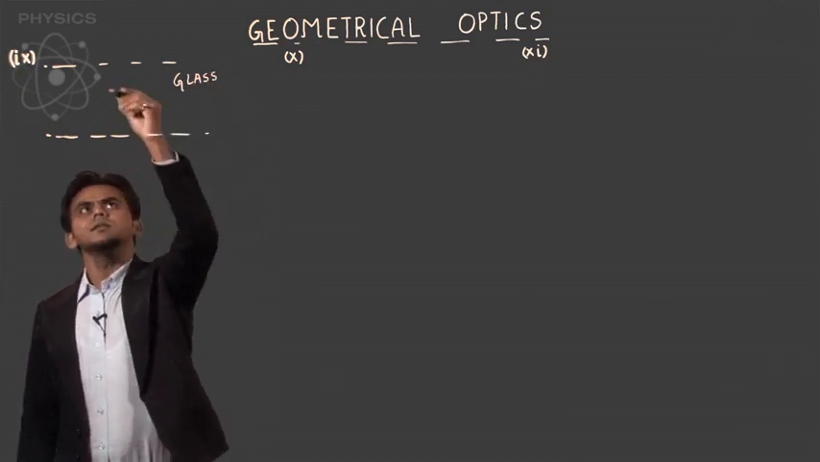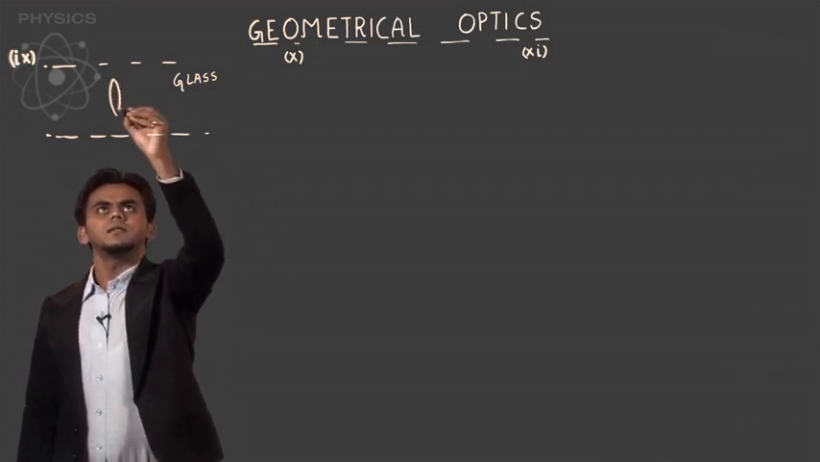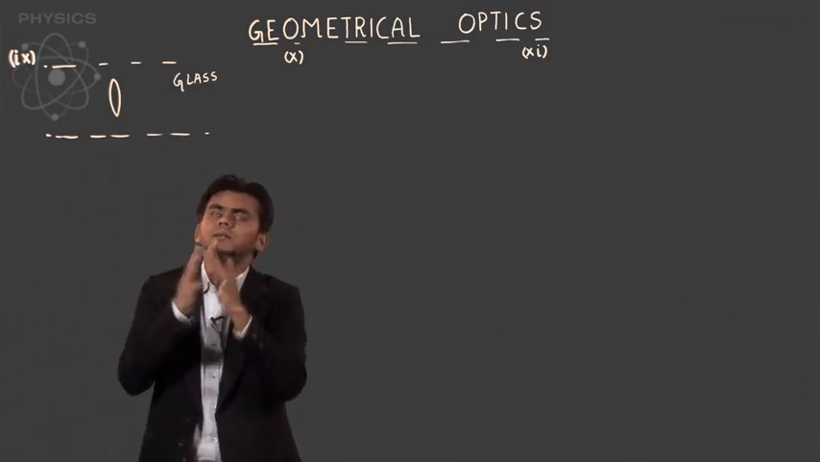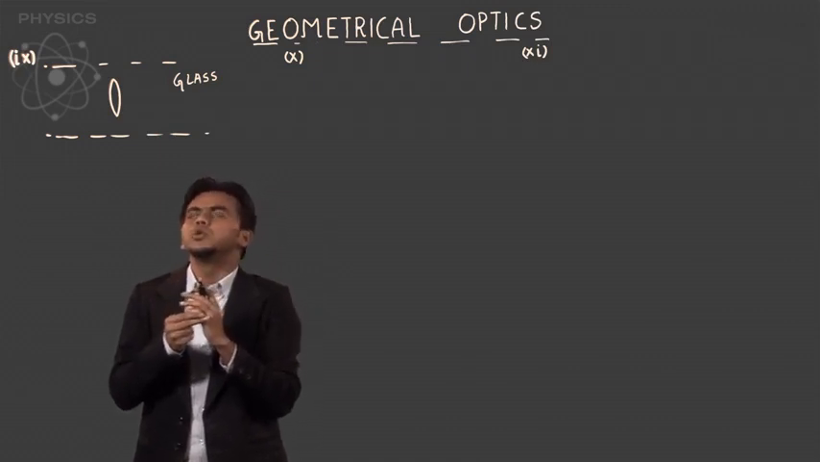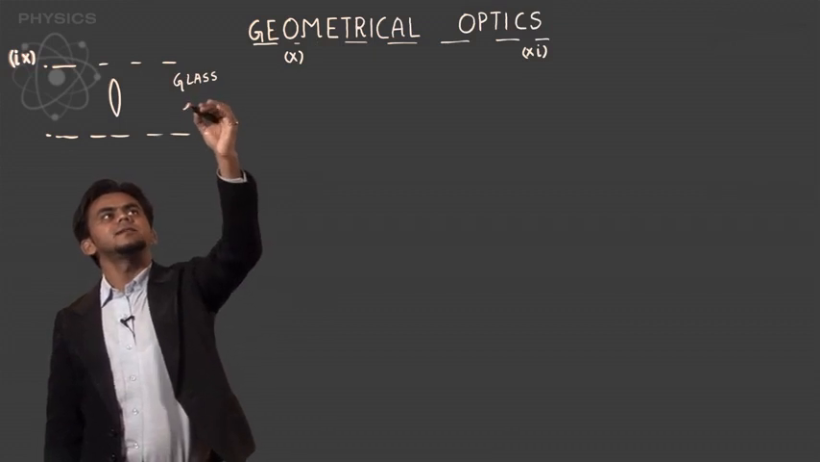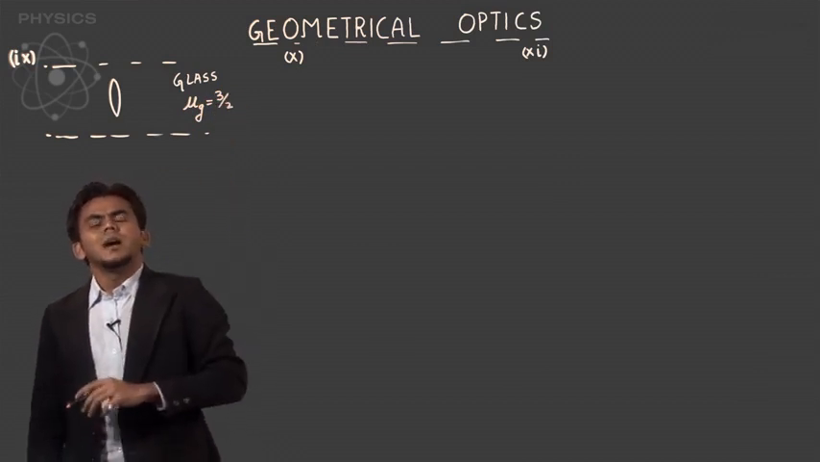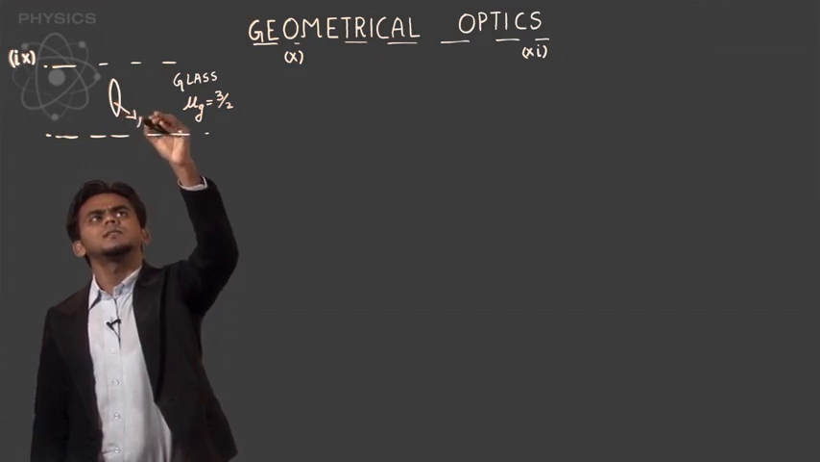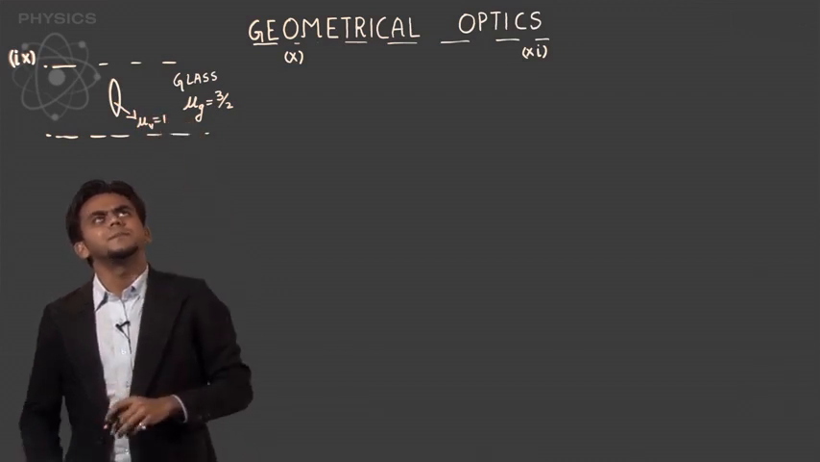but there is an equiconvex hollow region, not surface, hollow region, and that hollow region is just vacuum. So glass has a refractive index of 1.5 or 3/2. Vacuum has a refractive index of how much? I'll just write mu of vacuum, V denotes vacuum, as 1.